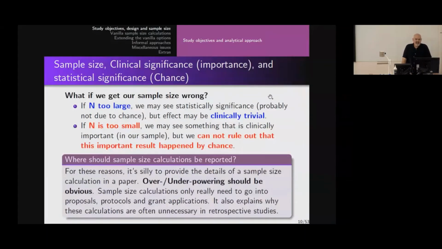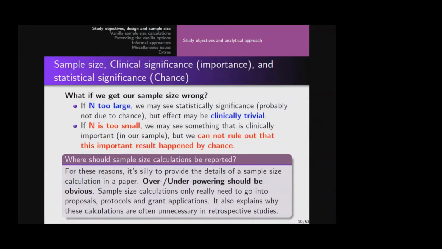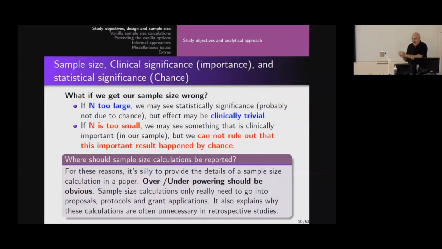So what if we get our sample size wrong? I'm now going to talk about overpowering or underpowering. First, overpowering. If our sample size is too large, we may see a statistically significant result, in other words, not due to chance or unlikely to be due to chance. That's the statistical side of it. But the effect may be clinically trivial. In other words, it doesn't really make any discernible difference to patients' lives. That's what will happen if we have too many observations. Something's significant, but it's not significant. Do you understand what I mean?